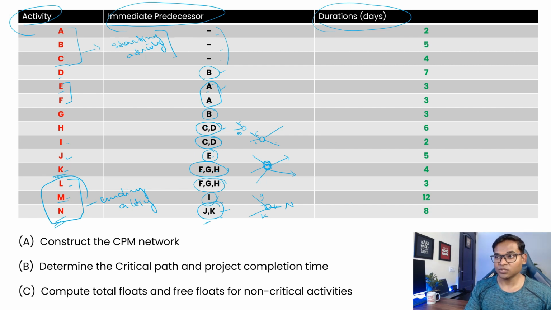So the last node of your network diagram, let's say this is your last node, should have this kind of convergence of L, M and N. Okay, so we know where to start. We will be starting with a node where A, B and C are starting. We will be finishing with a node where L, M and N are ending, and then in between we have these kind of networks.